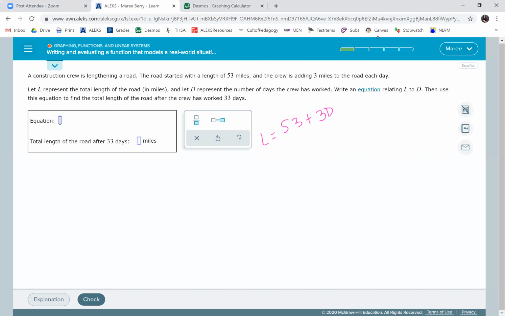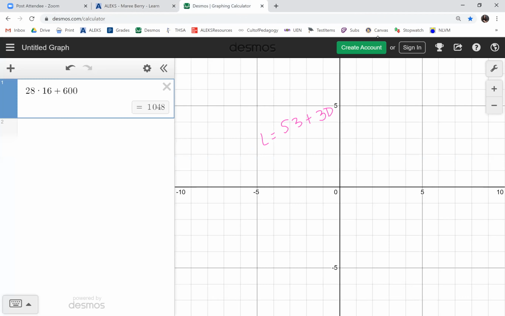L equals, why don't they do caps for us? 53 plus 3 times the number of days. If you work 33 days, we have to do 53 plus 3 times 33, 152.